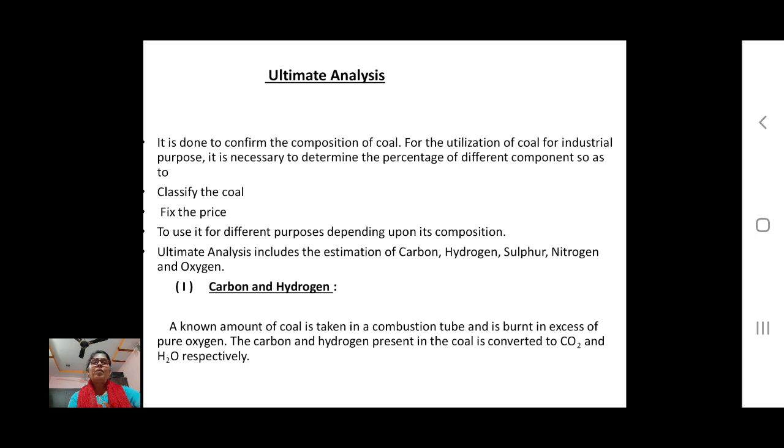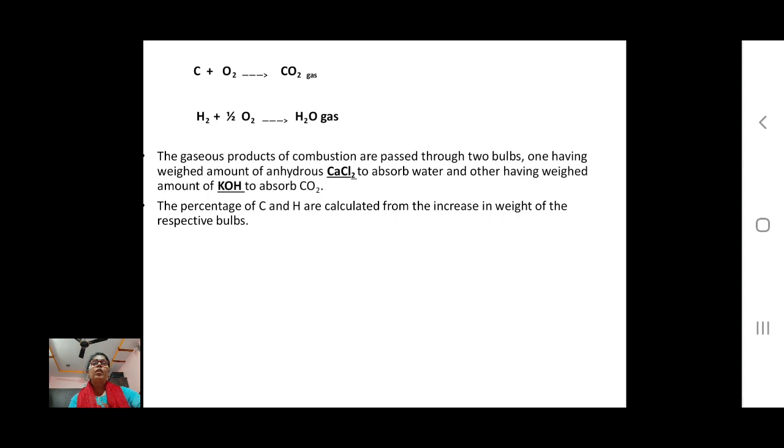What we have to do? We have to take a known amount of coal in a combustion tube and burn it in excess of pure oxygen, so that complete combustion of carbon and hydrogen takes place. The carbon and hydrogen present in the coal are converted into carbon dioxide and water vapor respectively. This is the reaction: carbon from coal plus oxygen gives CO2 gas. Hydrogen plus oxygen gives water in the form of vapor, that is gas.